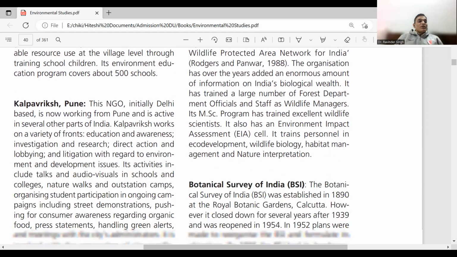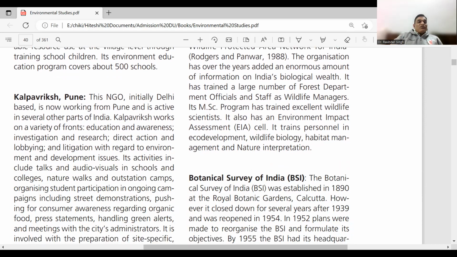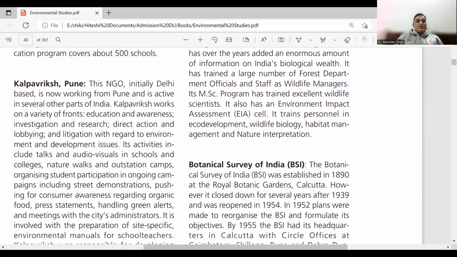Next one is Kalpavriksh, Pune. This NGO, initially Delhi based, is now working from Pune and is active in several other parts of India. Kalpavriksh works on a variety of fronts: education and awareness, investigation and research, direct action and lobbying, and litigation with regard to environment and development issues.